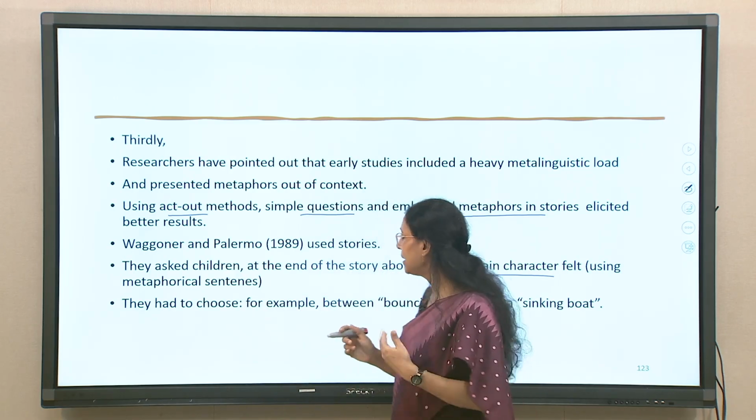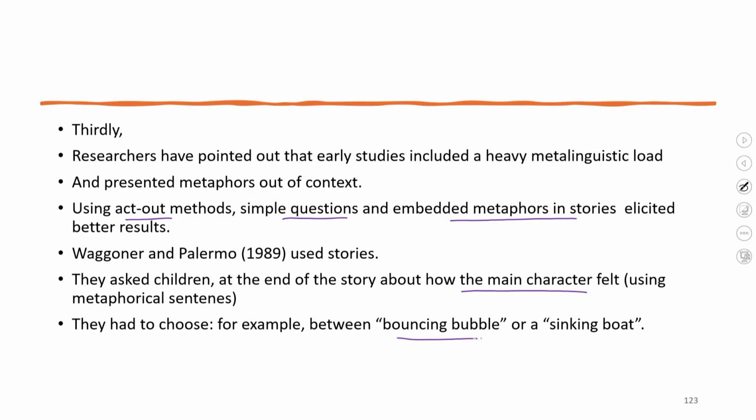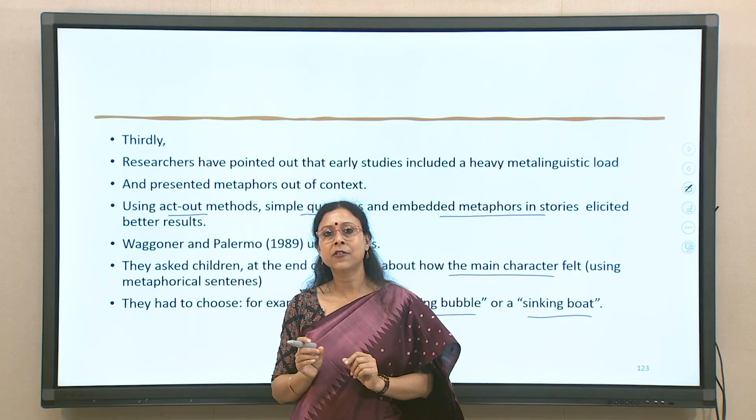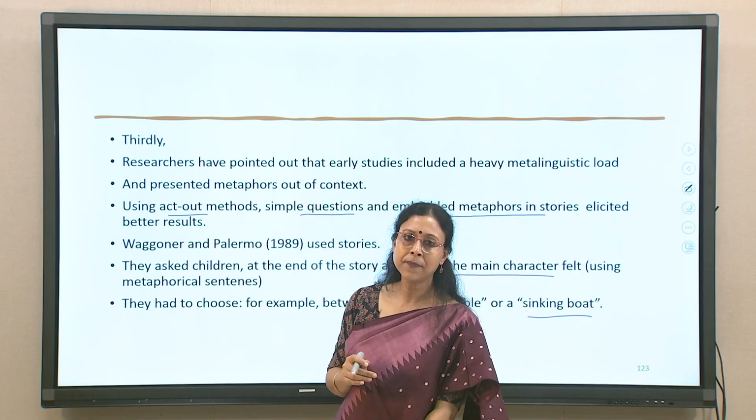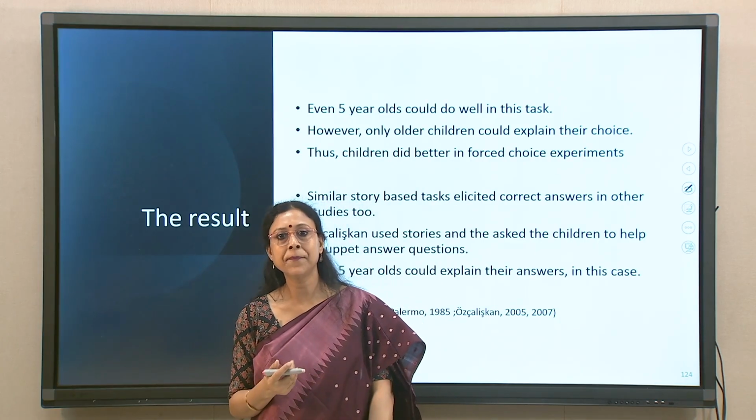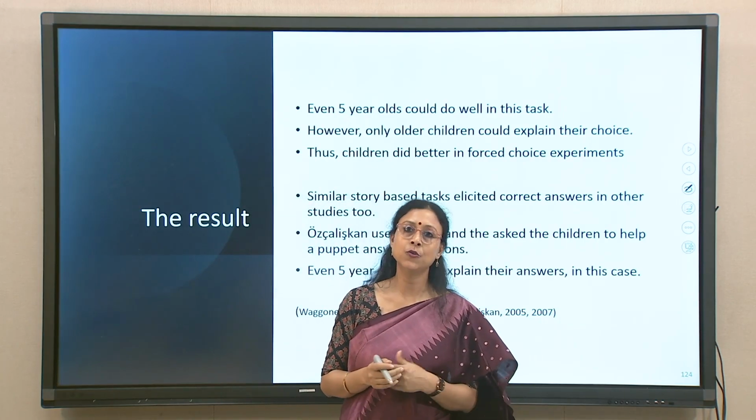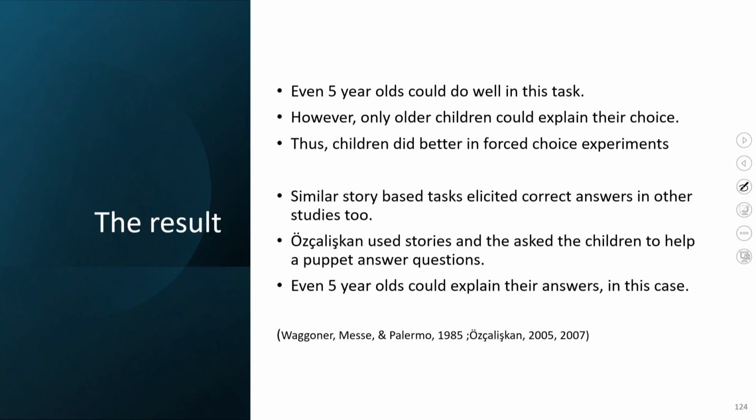And then they gave options between a bouncing bubble and a sinking boat. Does the rabbit feel like a bouncing bubble, or does the rabbit feel like a sinking boat? Both of these figurative expressions had opposite mental states, and the children were given these options. Even 5-year-olds could do well in this task.